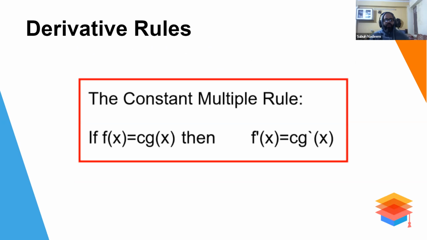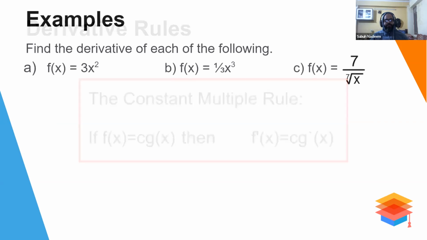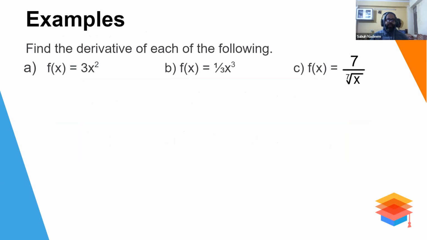The constant multiple rule. So if you multiply a constant to a function and you take the derivative, the constant will simply come outside and you can take the derivative of the function. Next slide. So what will be 3x square? I think it'll be 6x. What will be 1 by 3 x cube? I think x square. I think the 3 will get cancelled.